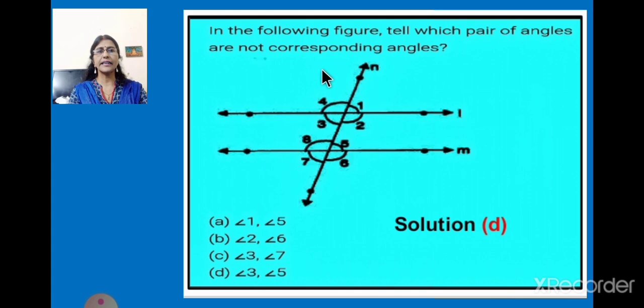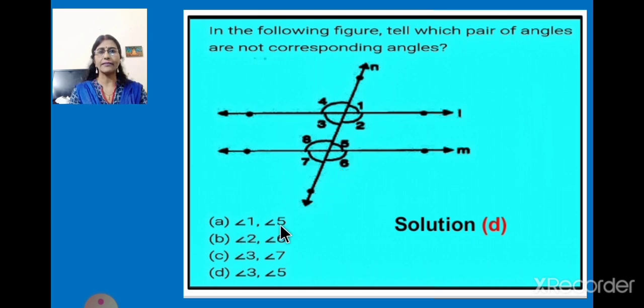Now next question, in the following figure, tell which pair of angles are not corresponding angles. So you can see here these are the angles marked. Here 4 angles are formed, here another 4 angles are formed, and you have to find out from this which are not corresponding. Options are given.